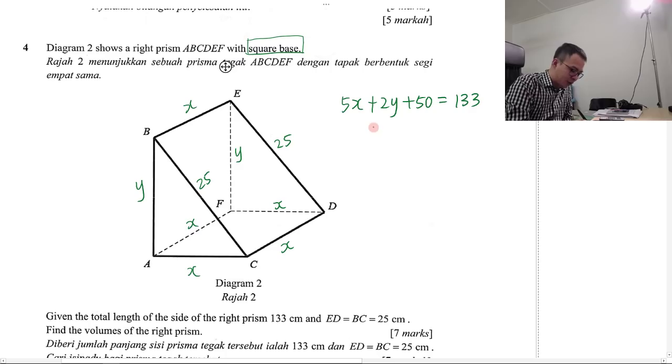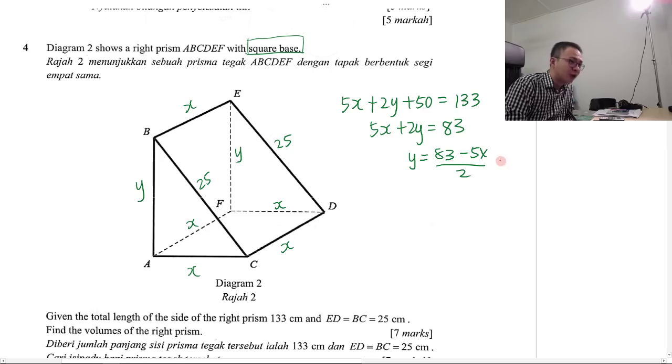So what I will do is maybe I make y the subject, it doesn't matter. So I will say 5x plus 2y equals 83. Maybe I make y the subject, or I just leave it here. Okay, maybe I make y the subject. y equals (83 minus 5x) over 2. So I'm going to call this the first equation.